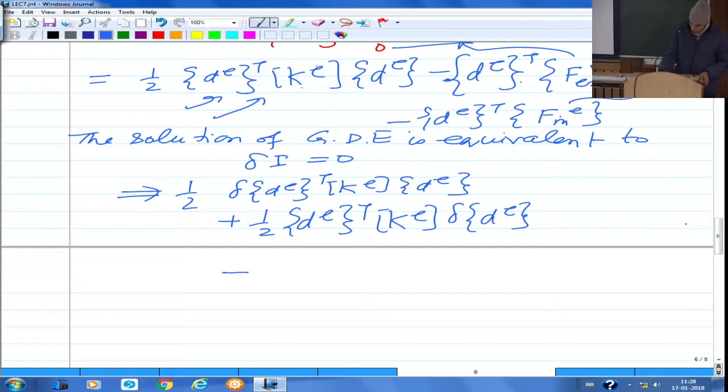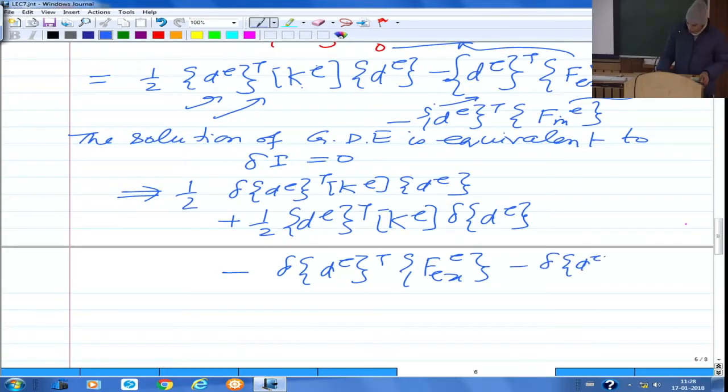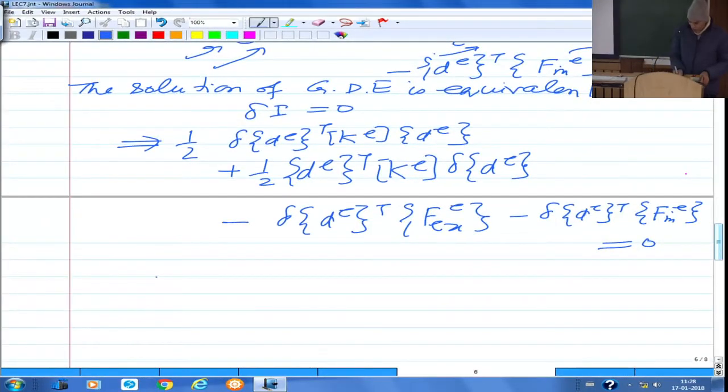And then the minus terms, which are directly in terms of the unknown. That is delta of dE transpose into F external for the element, minus again delta of dE transpose into F internal for the element. This is what you get, and this must be equal to 0. That is what we are coming from, delta I equal to 0.